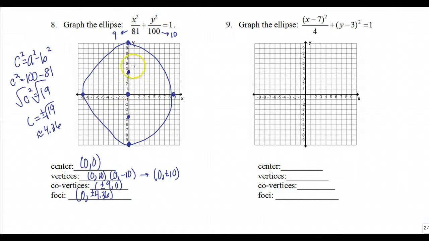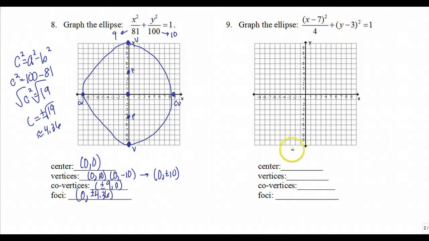And you know, I didn't really do a good job labeling. I should write F for my foci, V for my vertices, and CV for my co-vertices. And when I'm done, it's nice when our center is at the origin. I just know I'm going 10 units from the center to the right, or 9 really, to the left, 10 up and down.